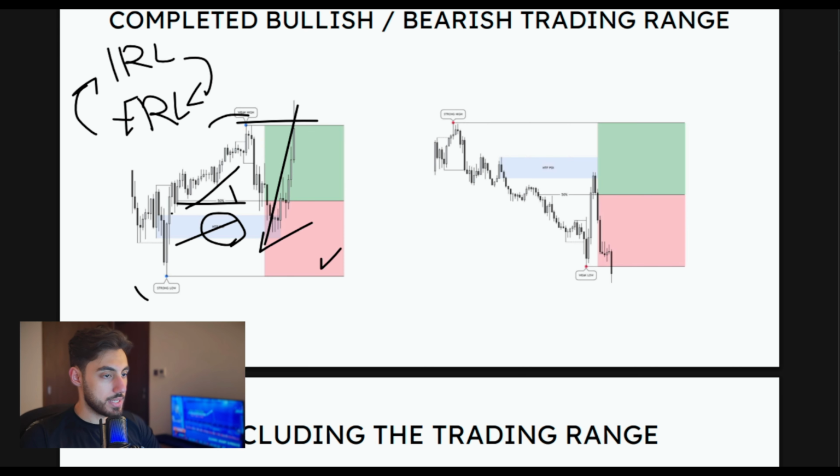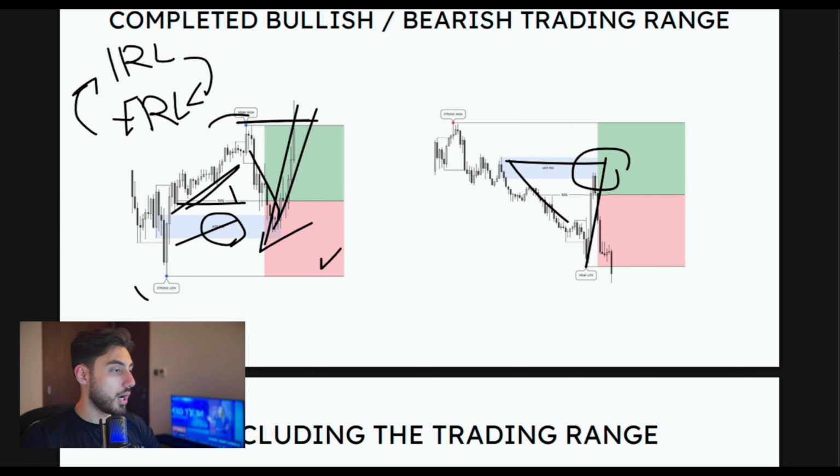That's it. That means you're expecting the price to take out the internal, come here to the discount, and go for the external. In the bearish trading range, price takes out the internals, comes to the high time frame POI in the, let's say, premium area and goes for the external.